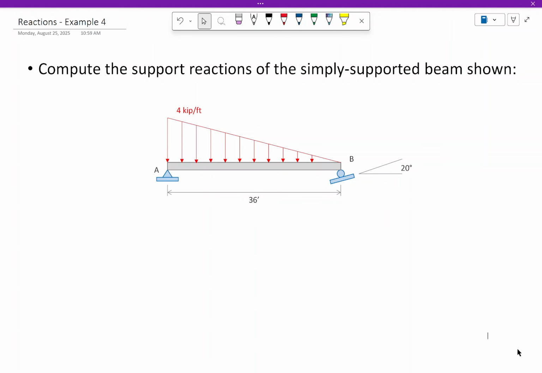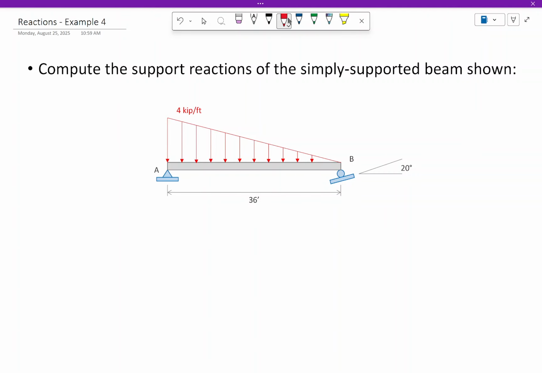All right, so let's see what we can see here. First off, let's deal with the stuff that we're comfortable with. Let's deal with the quote-unquote easy stuff first. Let's deal with this triangular load. If I wanted to idealize this as a single point load, what would the magnitude of that point load be?